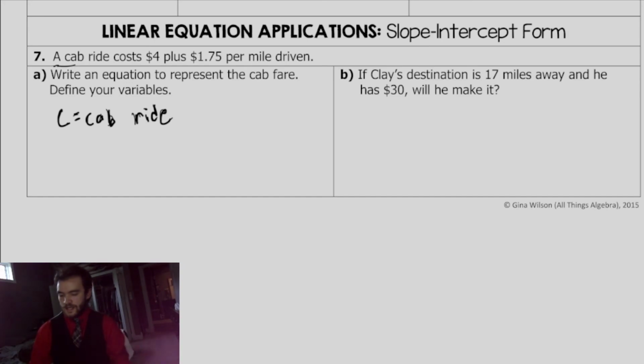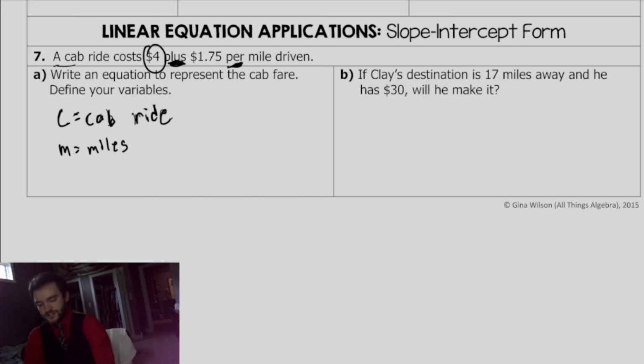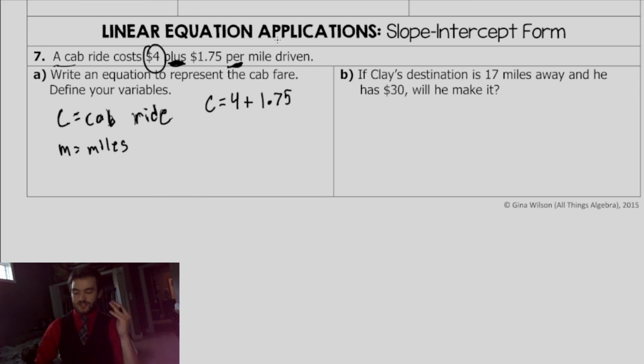Good. And then let's do, I don't know what, M, miles driven. So M equals miles. So the cab ride costs $4 plus $1.75 per mile driven. Now the keywords here, so $4 obviously, so my C is going to equal 4 plus 1.75 per mile driven. That means every single mile costs the same, $1.75.